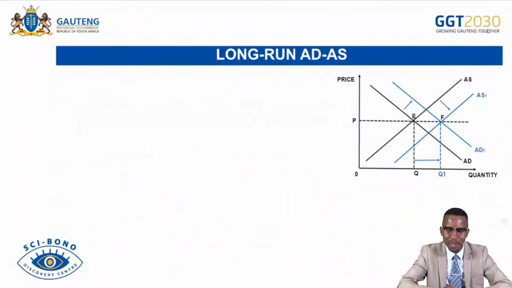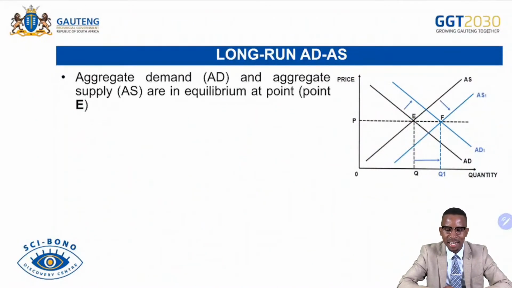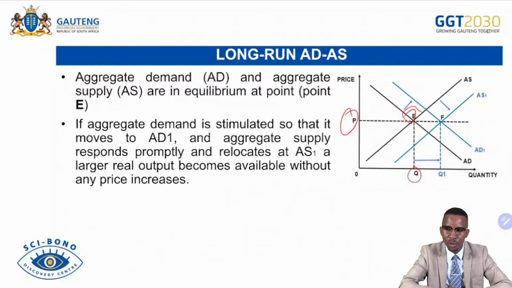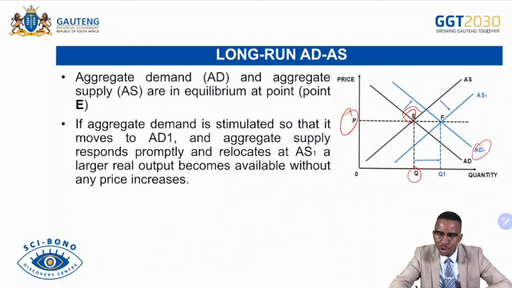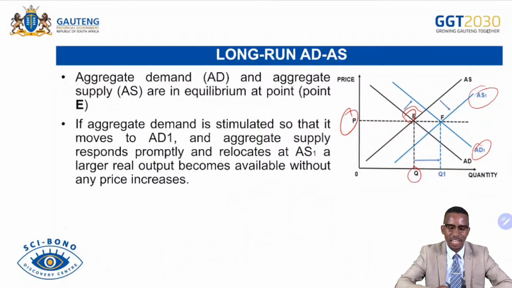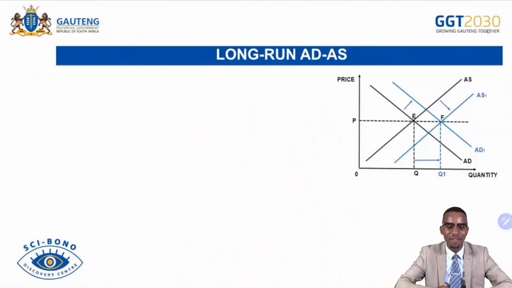So this is the graph that is being explained on the side. Aggregate demand, AD, and aggregate supply, AS, are in equilibrium at point E. There you see, our price is P, and we have Q in there. If aggregate demand is stimulated so that it moves to AD1 and aggregate supply responds promptly and moves to AS1, we can see that the AD increased to AD1 and the AS simultaneously increased to AS1. That simply means the supply was responsive in the long run. It was very much flexible to respond to the change in demand, which gives us no inflation effect.